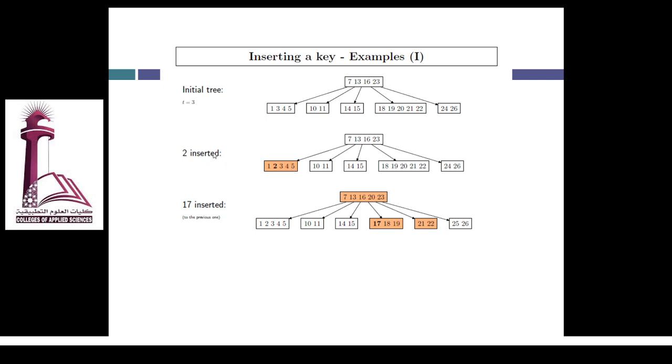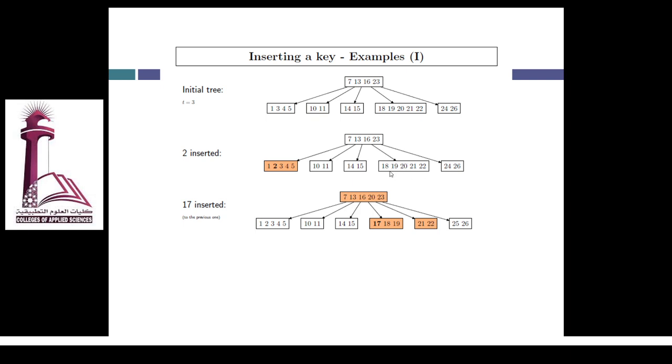Then next we are going to insert 17 into this tree. So how to insert, where to insert 17? So first you will compare with 7, 17 is greater. Then you will compare with 13, 17 is greater. So you will compare with 16, and again 17 is greater. So you will compare with 23. So now 17 is lesser. So it must come between 16 and 23. So here you must insert. Okay, so here you must insert 17. So in this node, you have to insert 17.